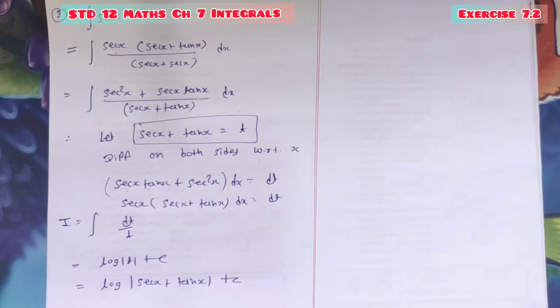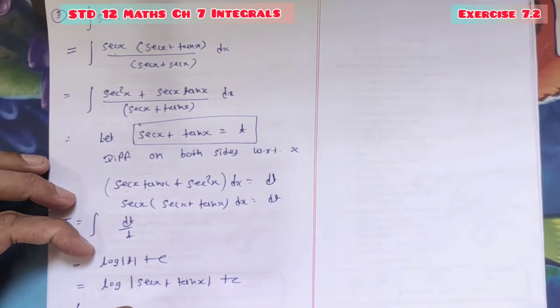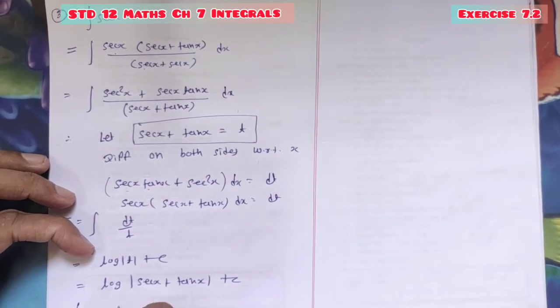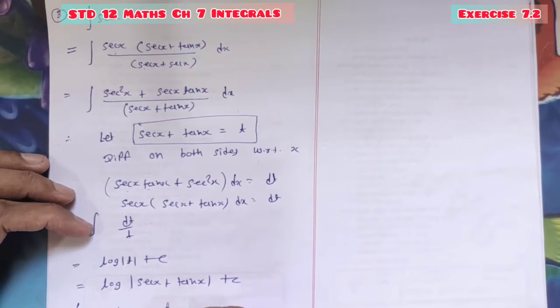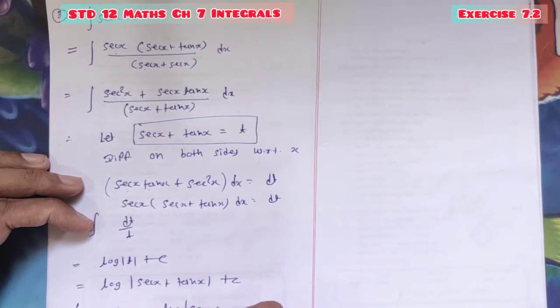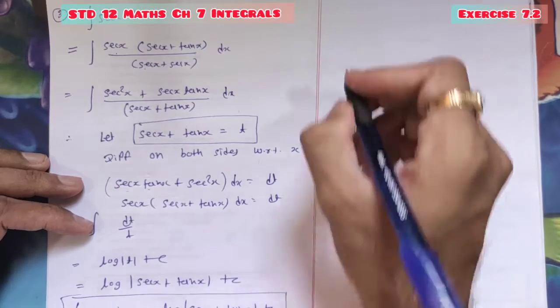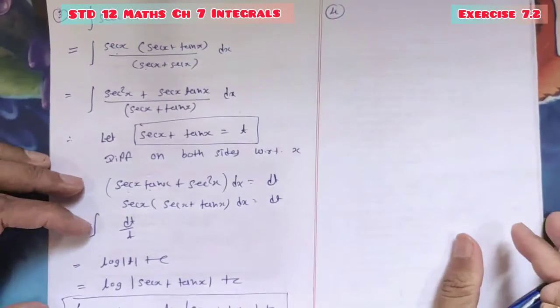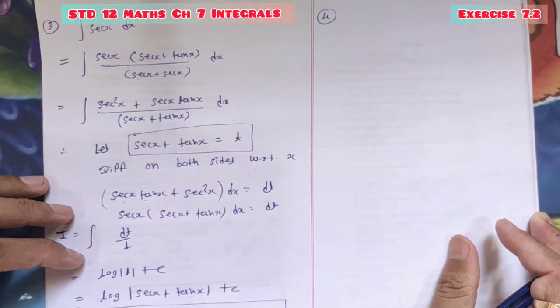Integration of sec x is nothing but log mod sec x plus tan x plus c. Integration of sec x dx is nothing but log mod sec x plus tan x plus c. We have added the third formula. Now the fourth formula, cosec x was remaining.